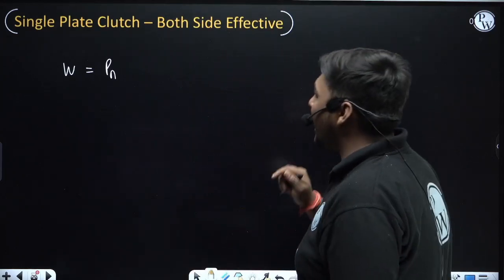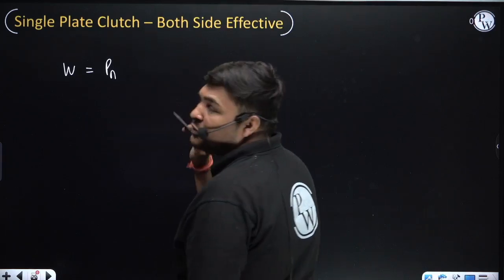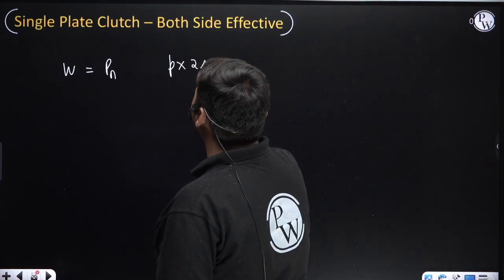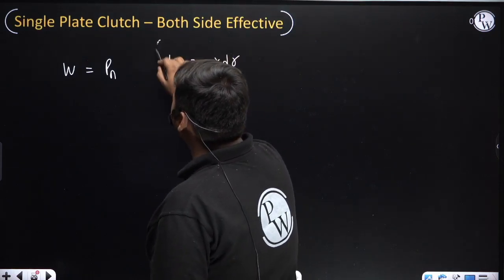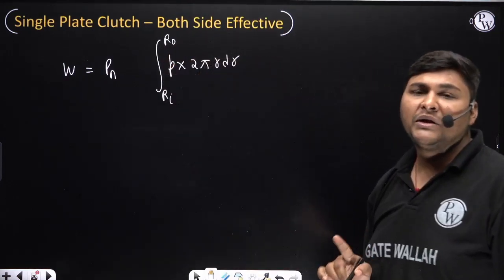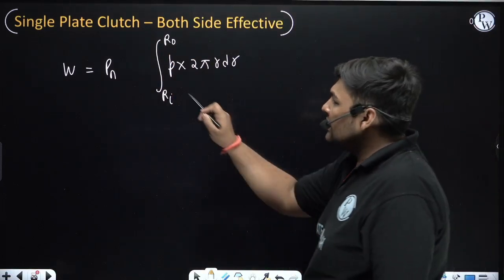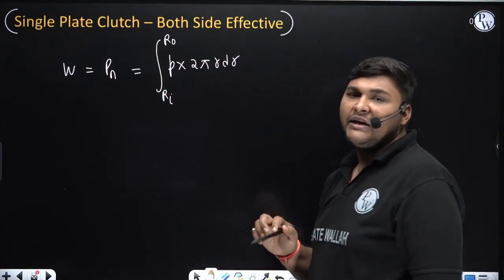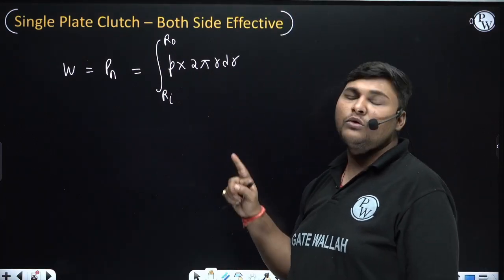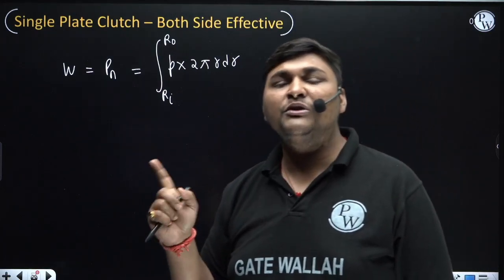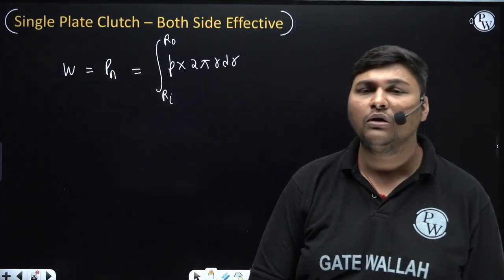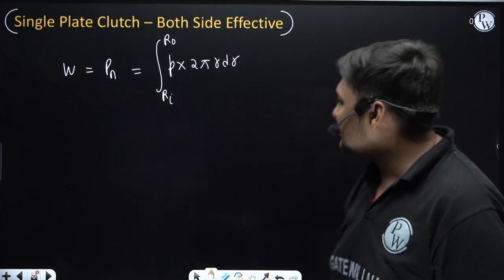Why? First of all, I am writing the formula of total pressure force for a single plate clutch when one side is effective. The pressure force on a strip is P into 2 pi r dr. If we integrate this from ri to r naught, I am writing this expression in terms of integration, it will give the total pressure force on the friction lining. This is the expression of total pressure force on the friction lining for a single plate clutch with one side effective. The same expression will be the total pressure force on the friction lining for a single plate clutch with both sides effective. And that total pressure force will be equal to W, that is, spring force or axial force. Why is the same expression coming?